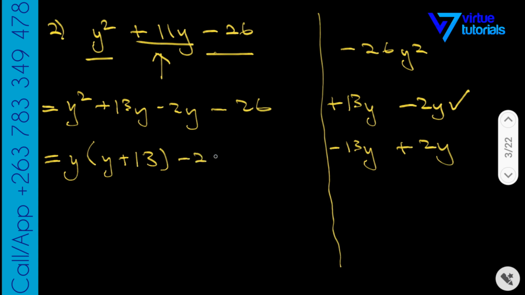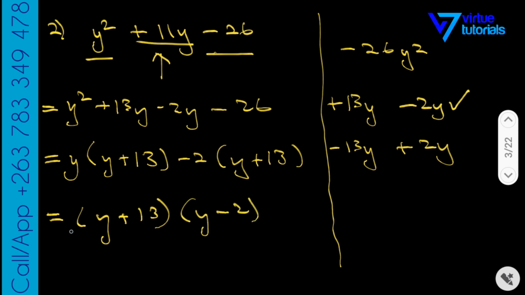I factor out a minus 2, I'll get y plus 13. When I factor a negative, the sign here changes from negative to positive, right? That's what happens when you factor out a negative. Whenever you factor out a negative, the sign changes. So now I have y plus 13, and then there I have y plus 13. So I can move on, take this bracket, y plus 13, and then take what's not in brackets, y minus 2, and then that gives me my result of factorization there.